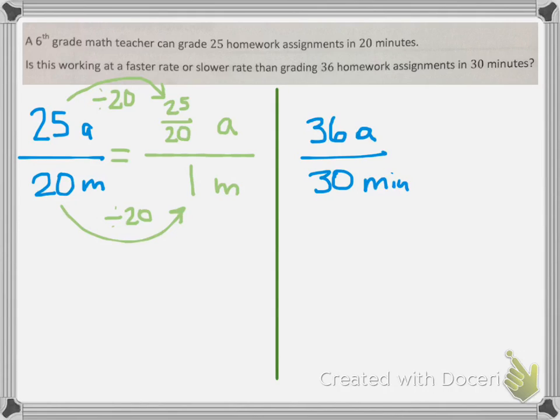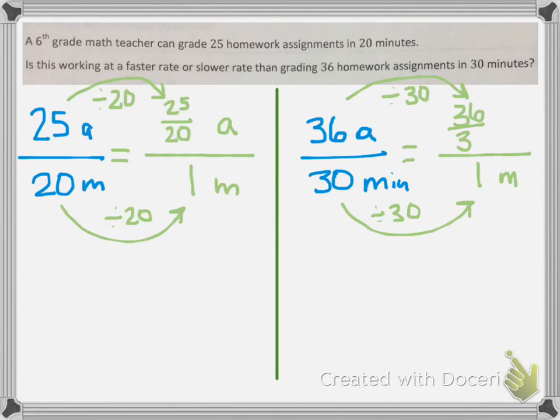All right, let's take a look at the other one. Same thing, only this time I'm going to divide by 30 to change my denominator into 1 minute. And then if I divide by 30 in the denominator, I have to divide by 30 in the numerator. So this is 36 thirtieths assignments. Well, I still don't know what that means, but I can go a step further and find out how many assignments is 25 twentieths.